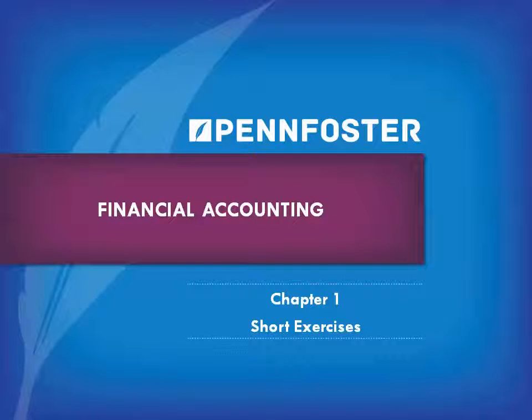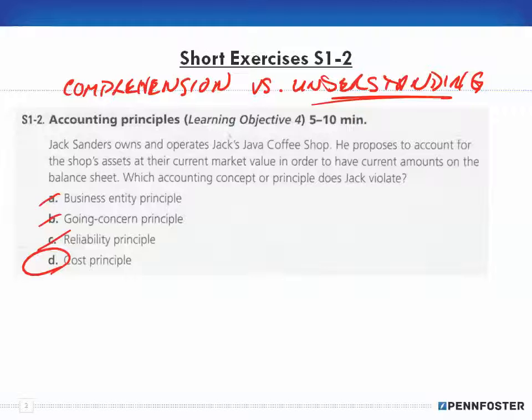I apologize for the last video where we were discussing short exercise S1-2, because I had a little technical glitch. I had basically said it can't be A, it can't be B, it can't be C, so it must be D, but I didn't explain why it would be D, the cost principle. So that's where I'm going to be picking up from here.